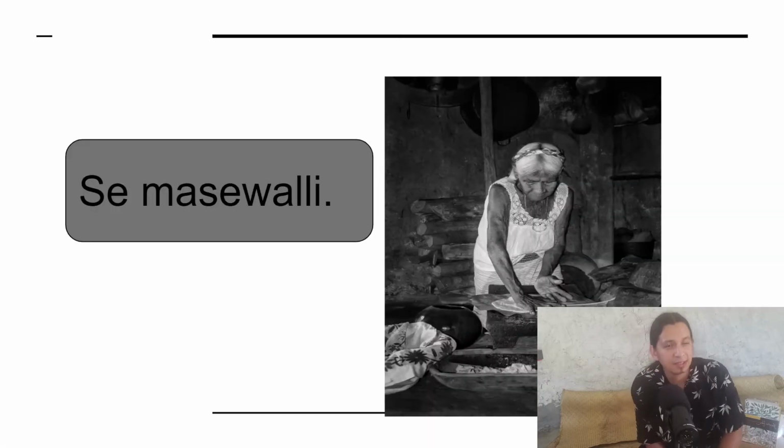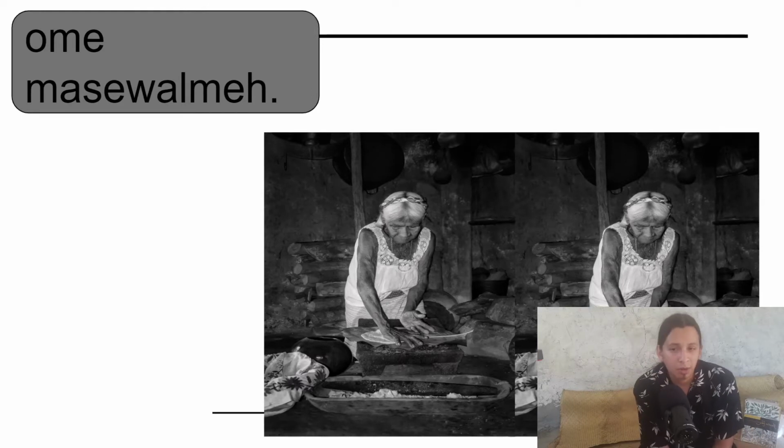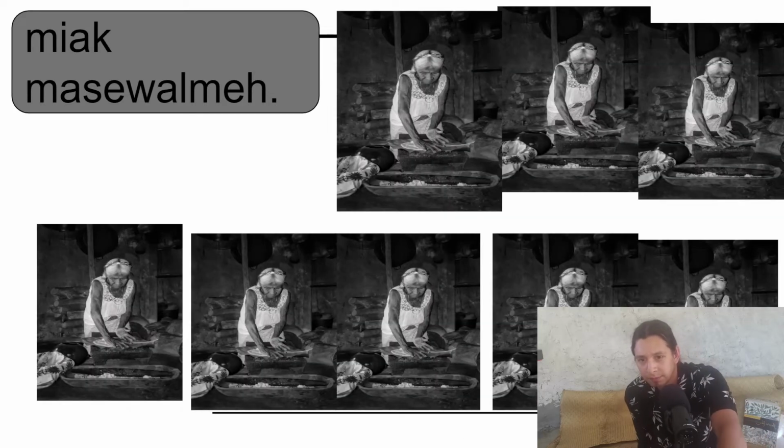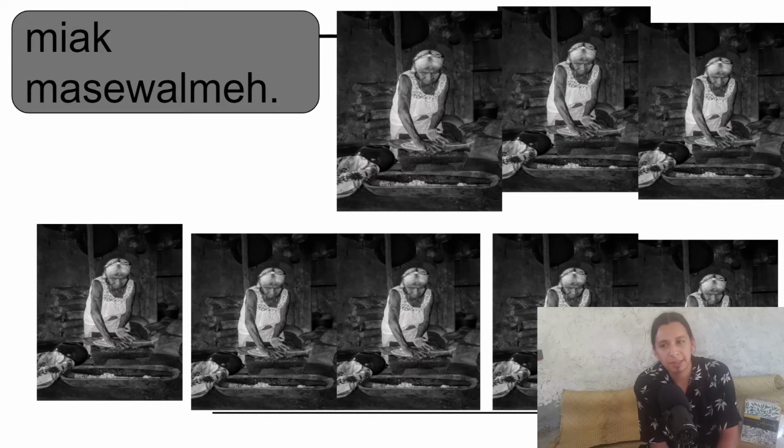Okay, that's onka. Here we have se masewali, one native, or a native. Ome masewalme, two natives. And now we have miak masewalme. So when you don't want to count, you can just say miak, which means many. Some forms, some varieties will say miak. It's almost the same pronunciation. But that's the difference. Miak means a lot or many. So I could say many people. Miak masewalme, many people, or many natives.